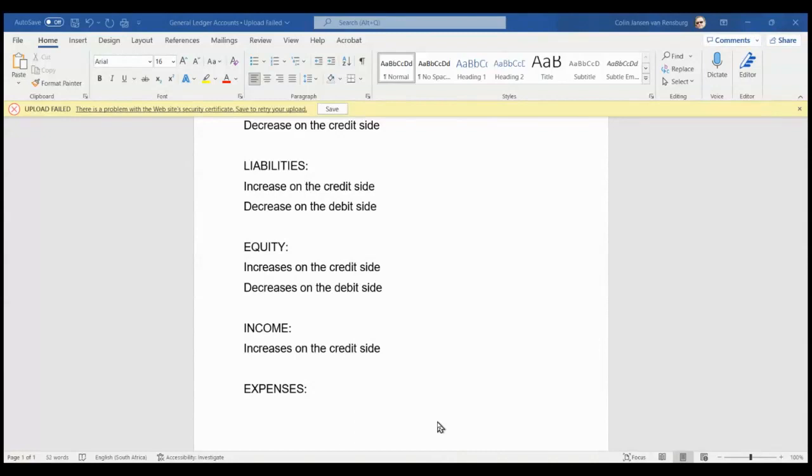Now, income doesn't often decrease, but it is possible. For instance, if you've made a sale and the customer isn't happy and the customer returns the goods to you, it might be possible that you have to go and cancel that sale. So then, if you have to decrease your income, like I mentioned, you are canceling the sale, then income will decrease on the debit side.